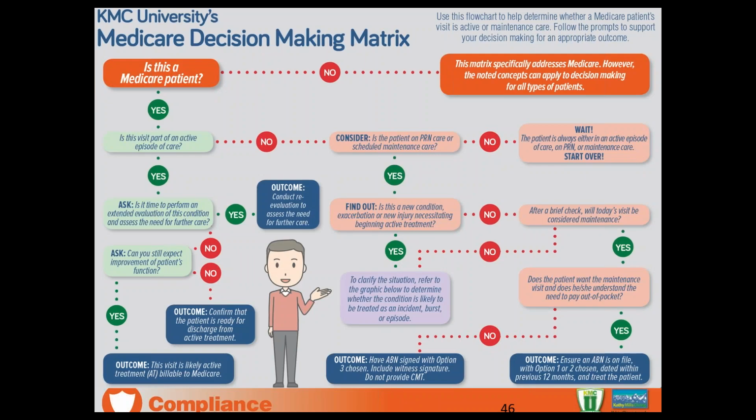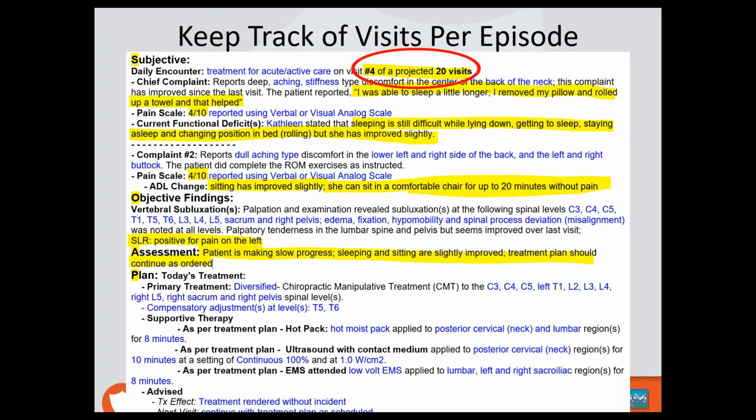Our Medicare decision-making matrix is one of the best tools ever. It allows you to really walk through whether something should be active or maintenance. This is a part of our Medicare quick reference tool. It also is a part of our library for those of you that are members there.